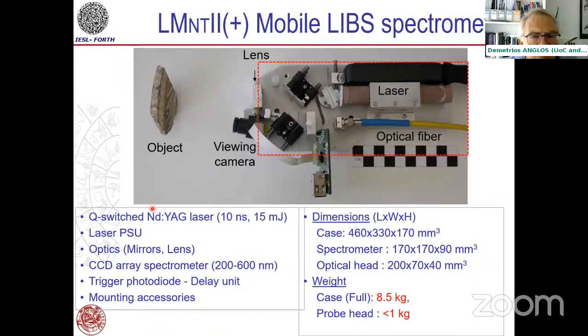I'll show you roughly how this works. This is the interior of this probe head. You can see a small Q-switched Nd:YAG laser that produces nanosecond pulses at 1064 nanometers. The beam is directed through a pierced mirror onto a target object. Over there, it forms the plasma, and the plasma emission is collected backwards through the same lens, reflected onto the mirrors, and coupled into the optical fiber that takes it to the spectrometer, and we record the emission spectrum.